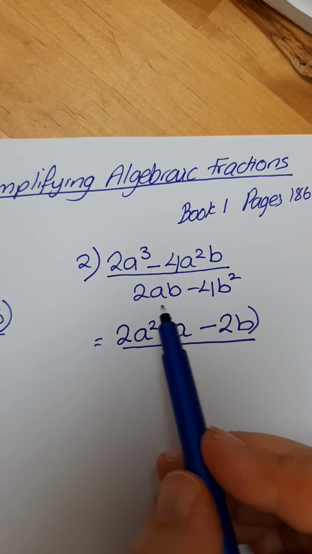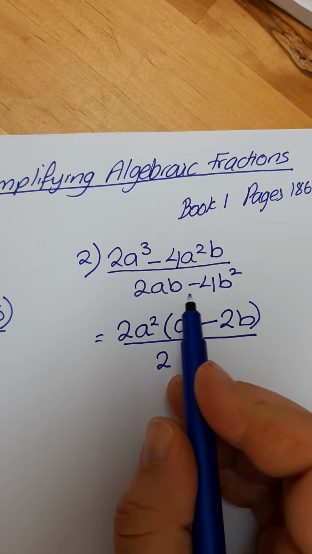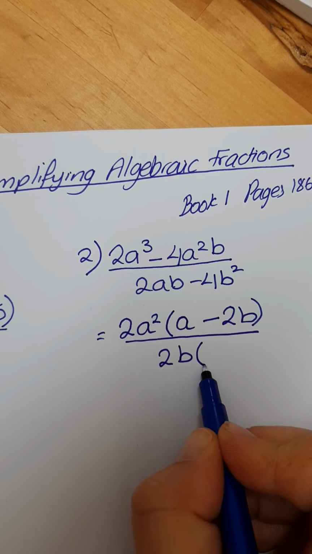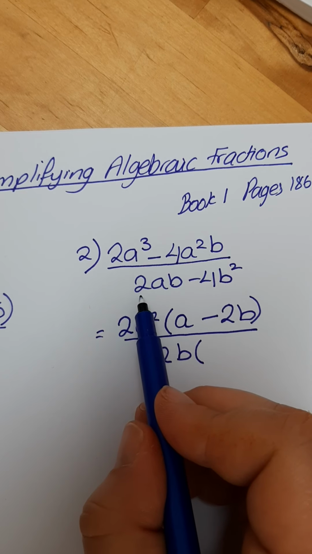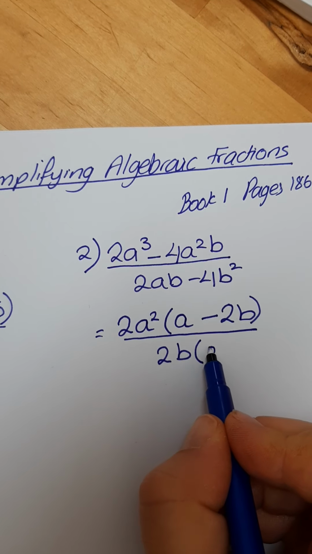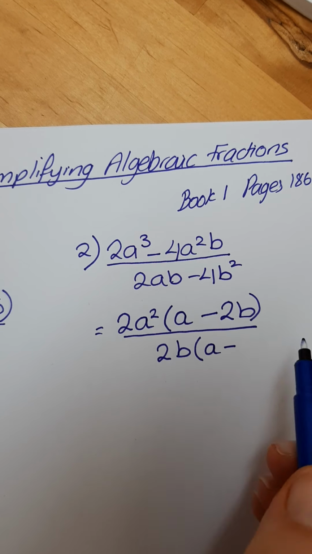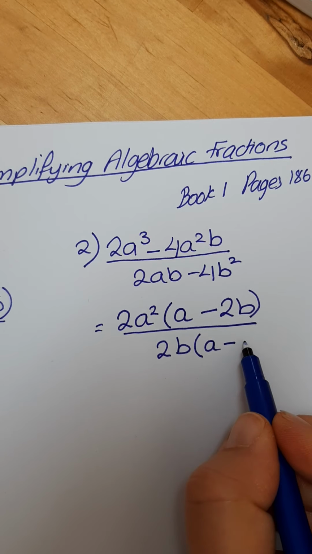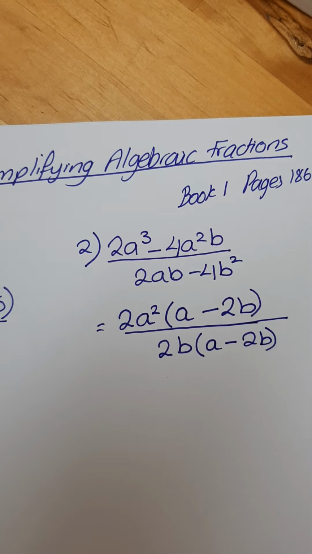Do we have common factors? Yes, we do. They both divide by 2. And they both have at least one b in them. Then we multiply 2b by something to become 2ab. We would have to multiply it by a. Minus 2b times what will come to be 4b squared? 2b times 2b will come to 4b squared.